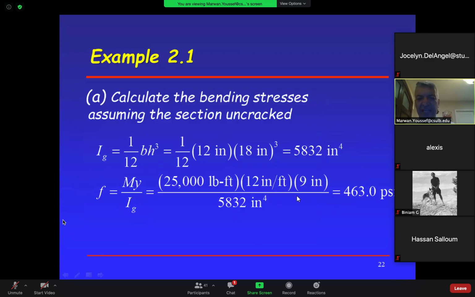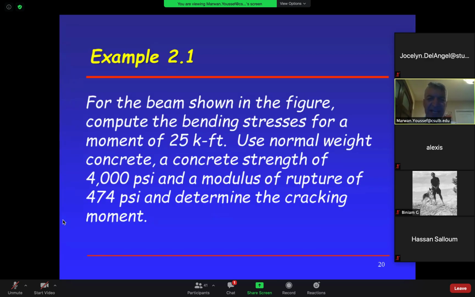My moment only gave me a 463. So the beam did not crack. And I usually ask that in the exam. I give you a problem and I ask you, did the beam crack? You have to compare those. See, the problem didn't ask for that, but I'm just saying that so you understand. It says determine the cracking moment. So what is the cracking moment?